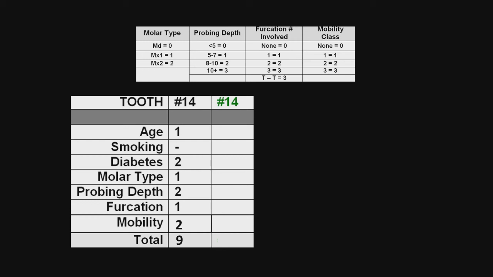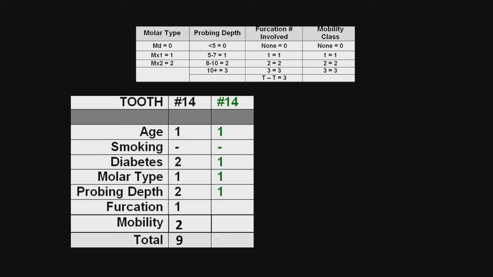And remember, we talk about a target score or a periodontal report card, and we need to give the patient a target that they can achieve if they have treatment. So let's look at that. Age is not going to change. The patient remains a non-smoker. We did finally have an A1C done, which was a 7.3, so that drops to a 1. Molar type remains a 1.